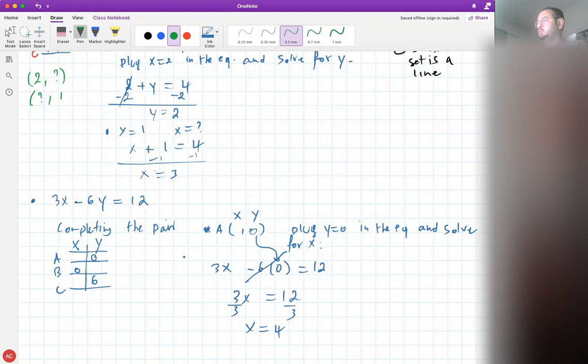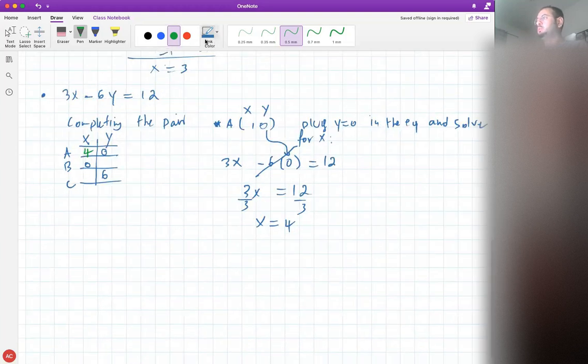So when y is 0, x is 4. So the first pair is complete. For y is 0, x is 4. So now we have 1 point on the graph. We're going to need to find at least one more so we can draw the line. If you have 1 point only, you're not sure which way to draw the line. It could be anywhere, but we need 2 points so we know the way to draw it.